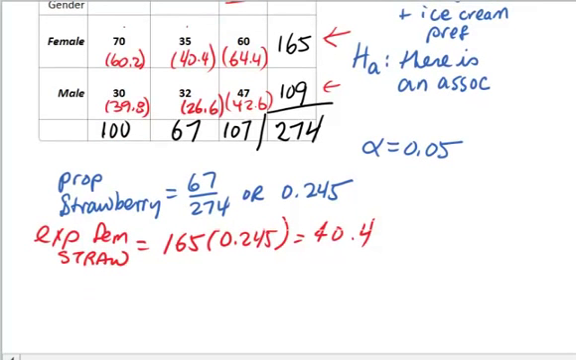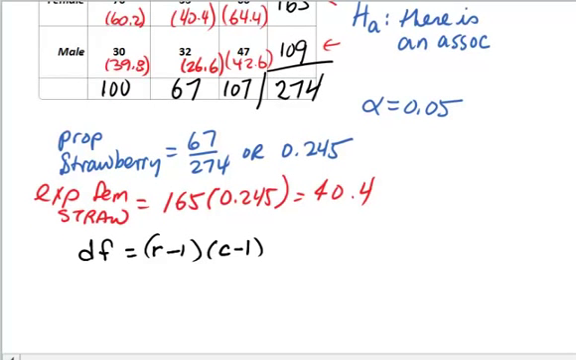We can calculate the degrees of freedom using the following formula. So degrees of freedom df is equal to the number of rows minus 1, r minus 1, multiplied by the number of columns minus 1. In this particular case, that will be 2 minus 1 multiplied by 3 minus 1, which gives us a value of 2, which is what we observed when we went through the calculation in the contingency table.